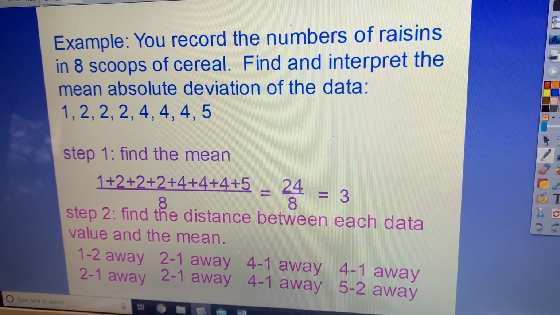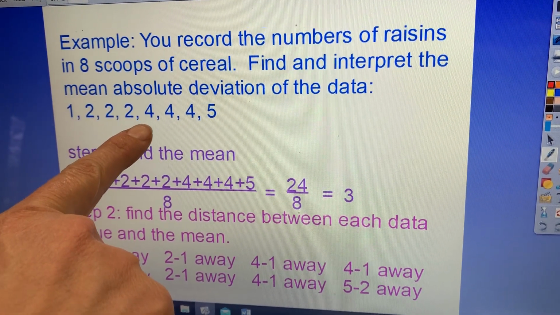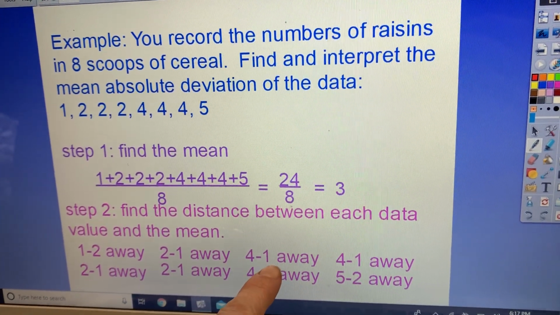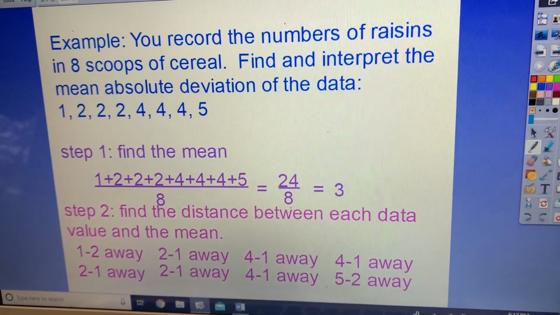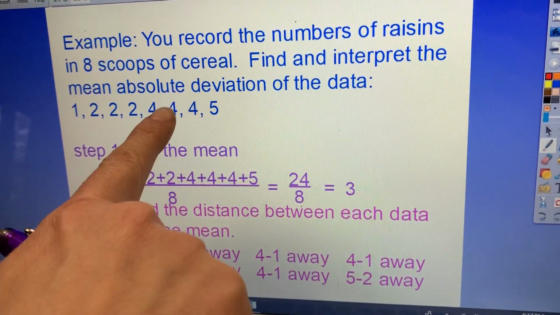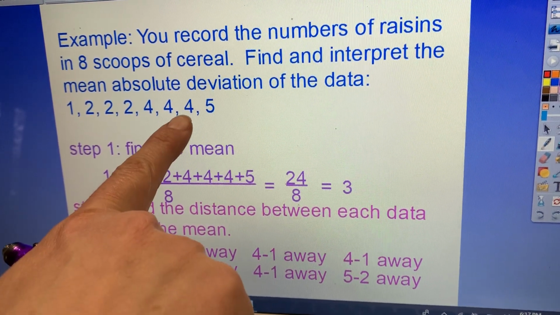That's 1 away. Our 5th scoop, we had 4 raisins. How far away is 4 from 3? Well, it's 1 away as well. It's just 1 away in the opposite direction. Our 6th scoop, we had 4 raisins. How far away is 4 from 3? That's also 1 away. 7th scoop, we had 4 raisins.